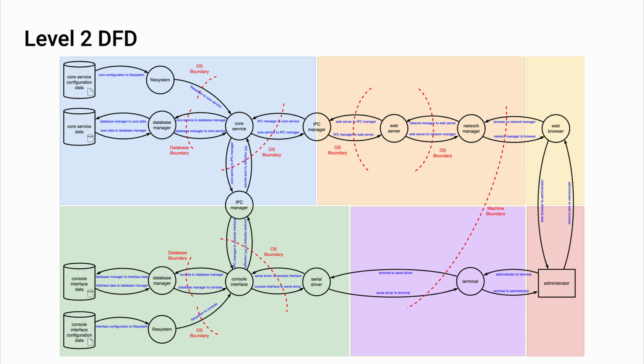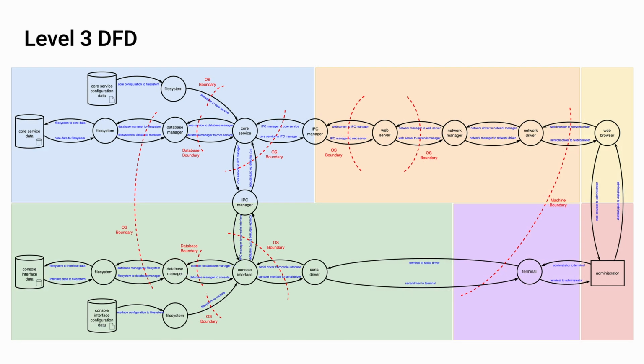As we look at this diagram, even with these changes, we still haven't identified all the processes that need to be in place. So let's repeat this exercise. Here's the level 3 DFD. The introduction of the database and the network managers exposes the need for additional interfacing processes. The database manager needs to access the file system in order to get to the database, and so we've inserted the file system and also an operating system boundary.